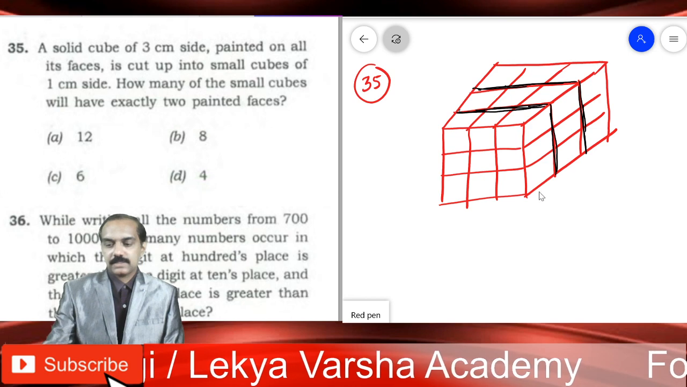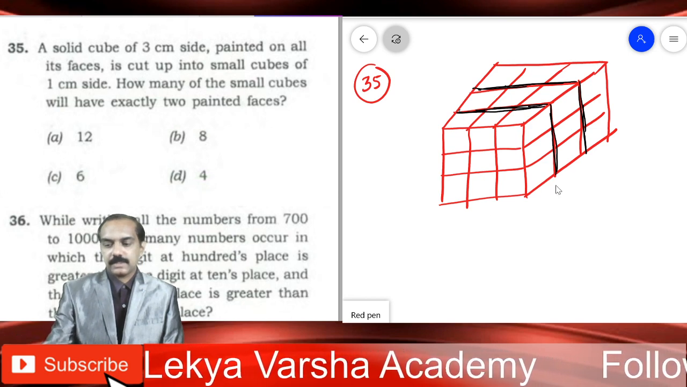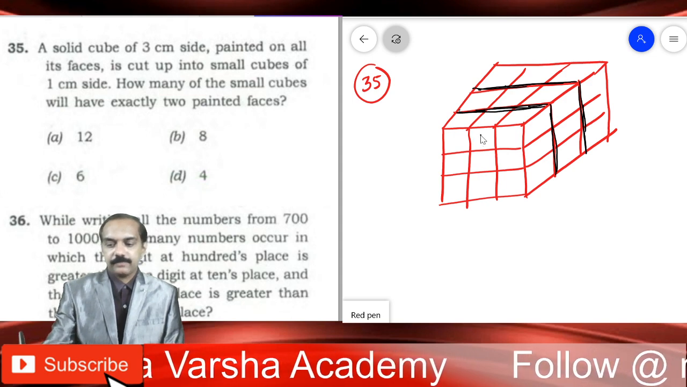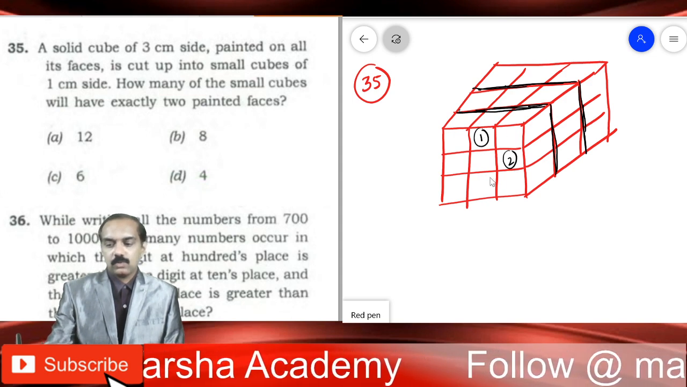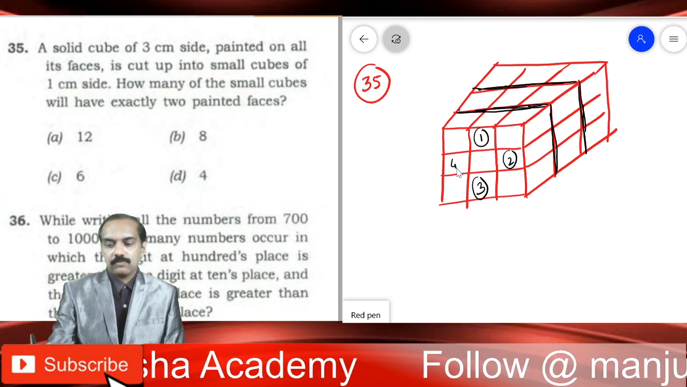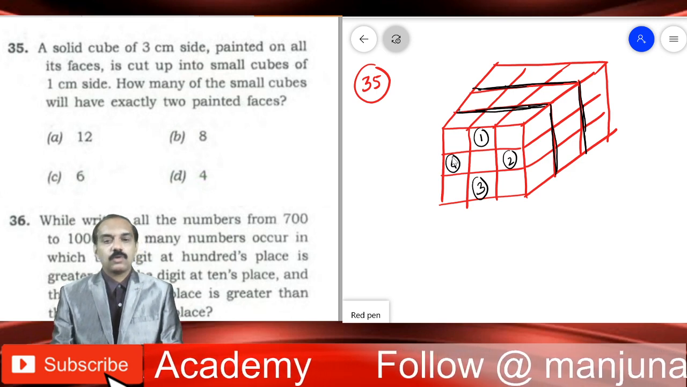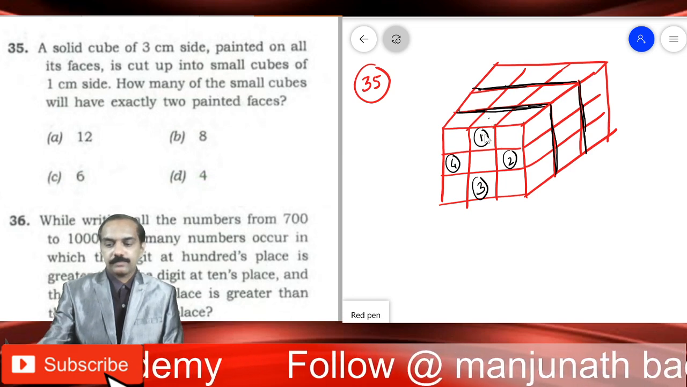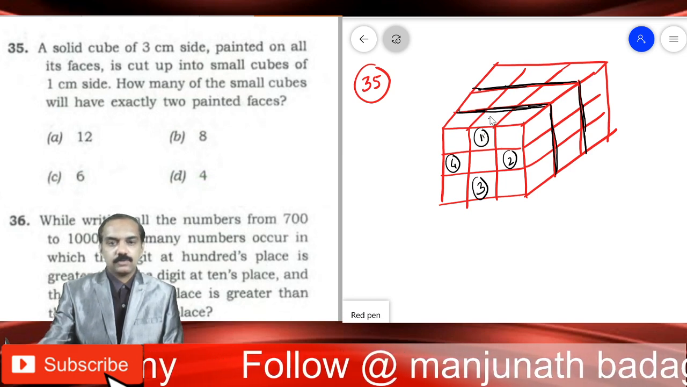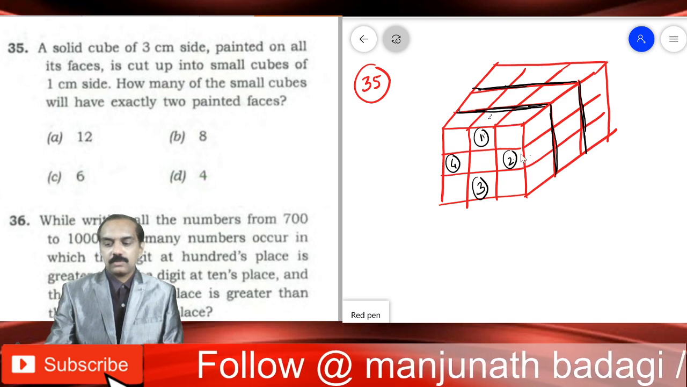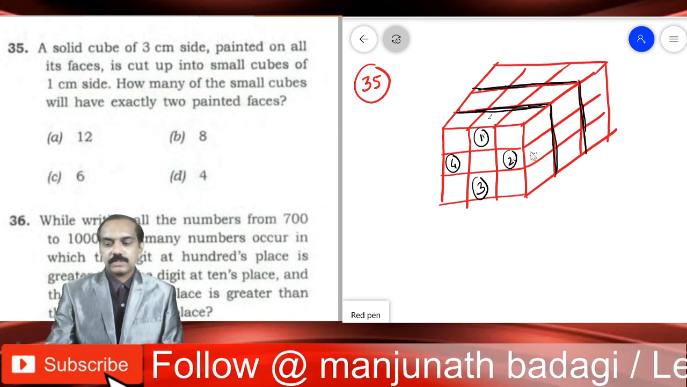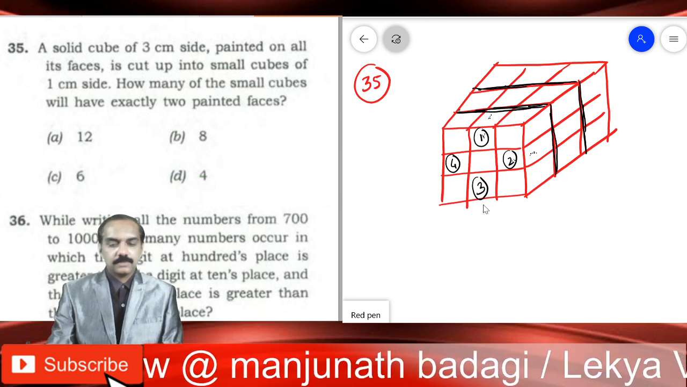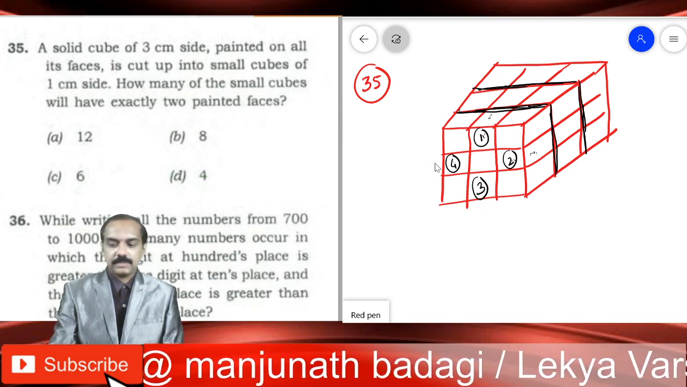Okay. The first slice will have 9 cubes. Out of these 9, 1, 2, 3, 4, these 4 have 2 painted faces. See here, 1 and 2, first face, second face. 2 faces are painted here. Here also, to this cube also 2 faces are painted. Here also the same thing, and below this 1 more, and the same thing is here.